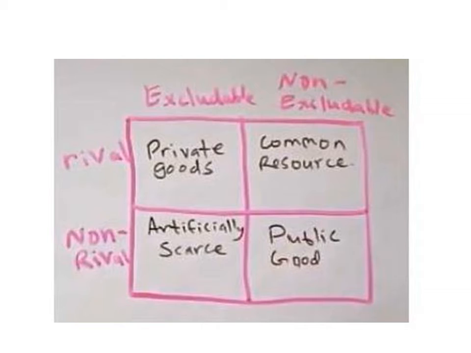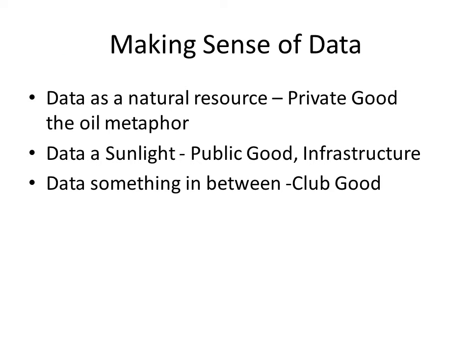So the real question is, where does data fit into this particular scheme, and what are the economic consequences of labeling data, and should we change the rules about data so that we want it to fit into one of these four boxes? But what exactly is data? Perhaps there are three different interpretations to this question. Data as a natural resource and therefore a private good. Data as more of a public good, akin to sunlight. Or data as something in between, such as a club good.